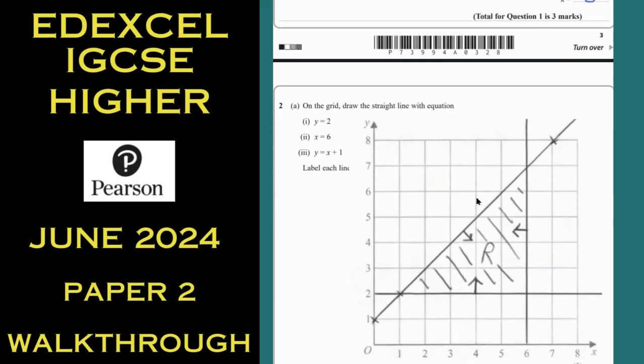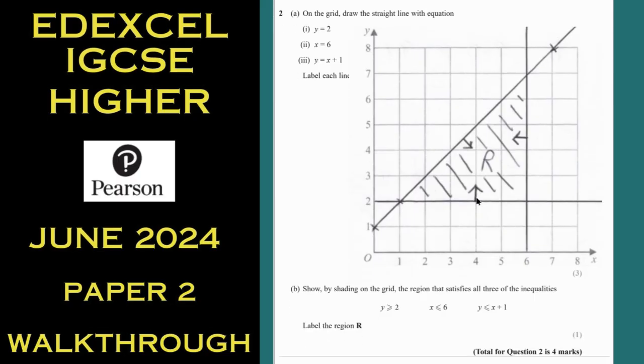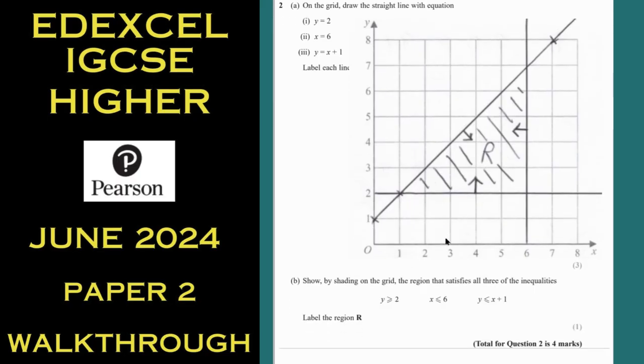Number 2. So usual cheating for me, because me and technology do not mix. I'll just talk you through it. So y equals 2 would be a horizontal line through 2. They want it labelling. x equals 6 would be a vertical line through 6. And y equals x plus 1 would have the intercept of 1 and a gradient of 1. So it's almost your diagonal, but 1 up from the origin. So y equals x plus 1, I'll squeeze up there.